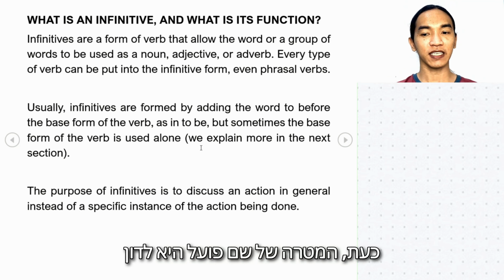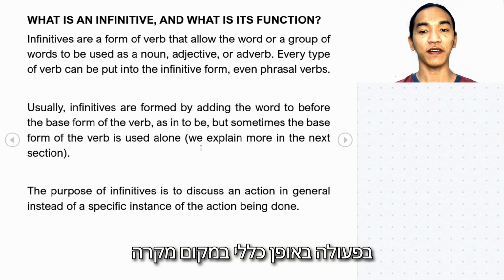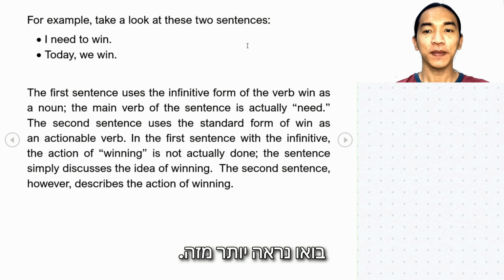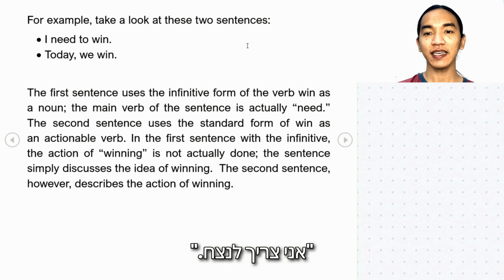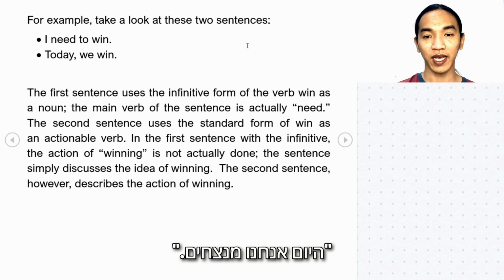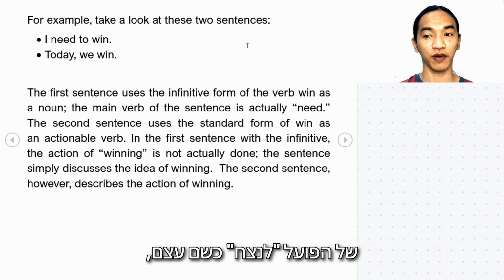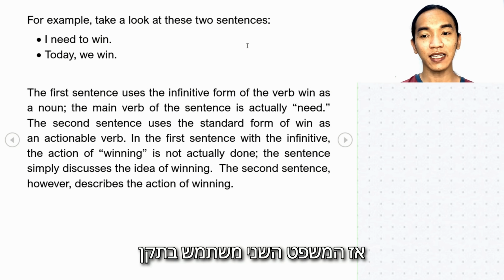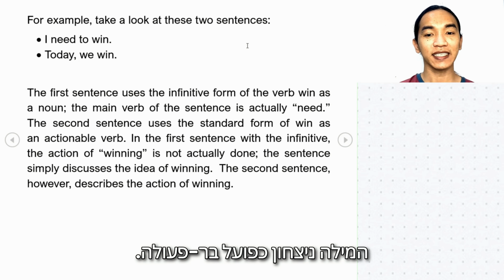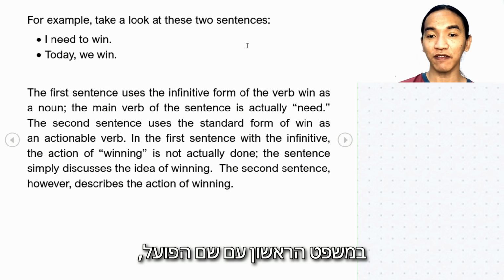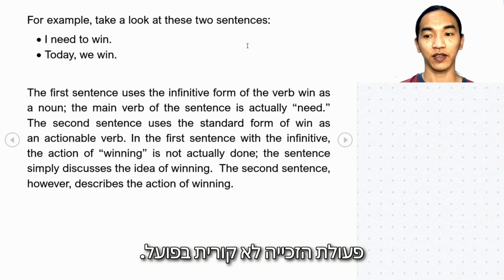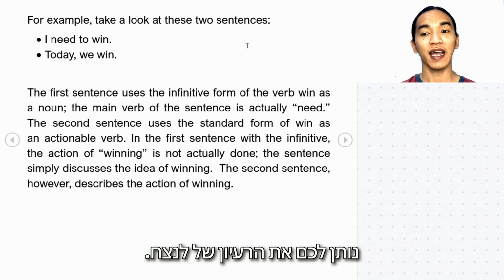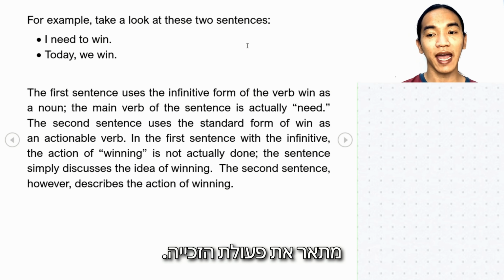Now, the purpose of infinitives is to discuss an action in general instead of a specific instance or situation of the action being done. Okay, let's see more of that. For example, let's see these two sentences. I need to win. Today we win. The first sentence uses the infinitive form of the verb win as a noun. The main verb of the sentence is actually need. The second sentence uses the standard form of win as an actionable verb. In the first sentence, with the infinitive, the action of winning is not actually done. The sentence simply discusses the idea of winning. It's not specifying the action, but it's just giving you the idea of winning. The second sentence, however, describes the action of winning.